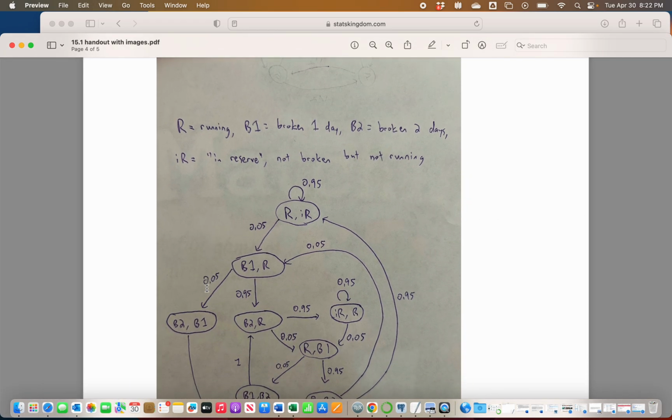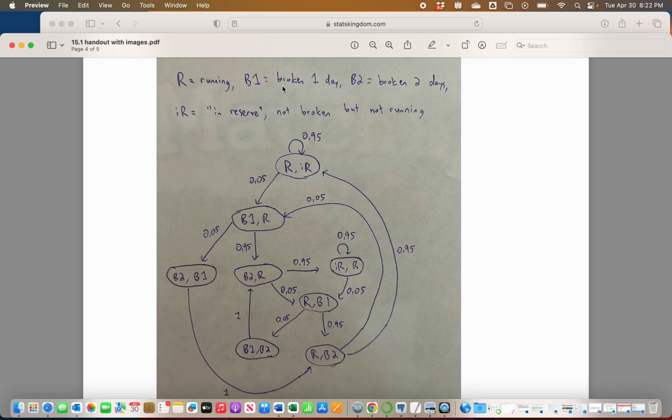Make it fit. Okay, so R means running, B1 means broken, but for a day. It takes 2 days to repair these things, right? And being broken for 1 day is worse than being broken for 2 days, because if you've been broken for 2 days, that means your repair is almost over. So you keep track of the timing. IR means in reserve, so it's not broken, but it could turn on if we needed it to.